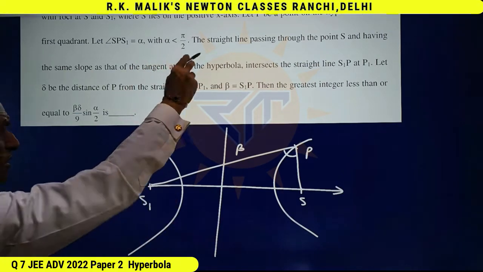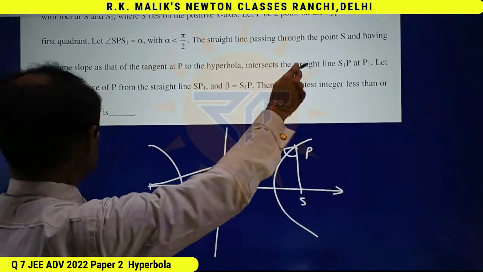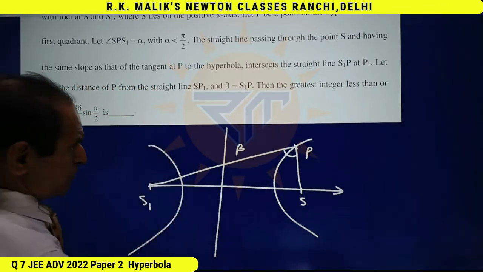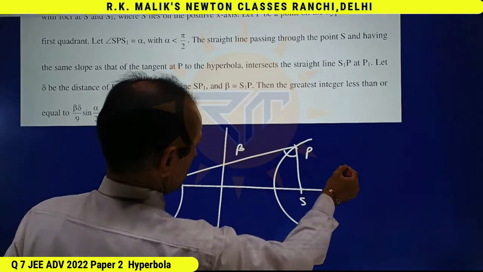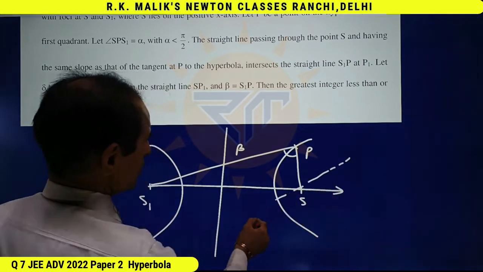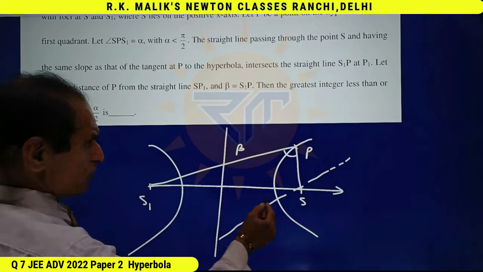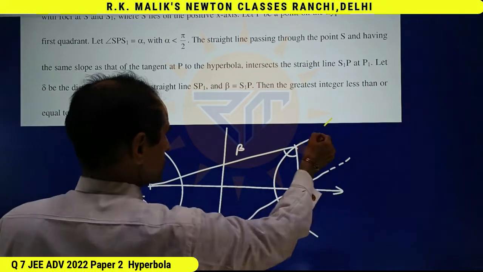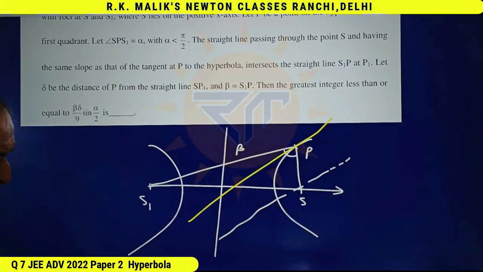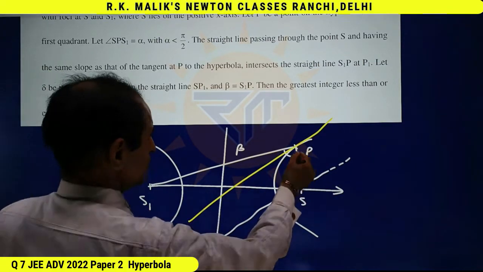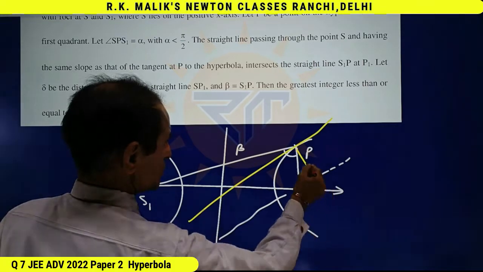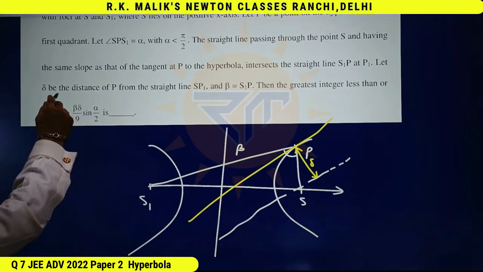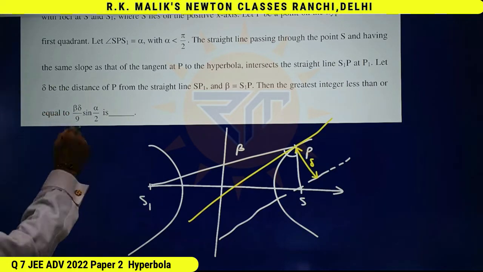and we have drawn a straight line passing through the point S and having same slope as that of tangent at P. That is, we have drawn a line through S which is parallel to the tangent at P. Tangent at P is this, and delta is this distance, and you have to find the value of beta delta by 9 sine alpha by 2.